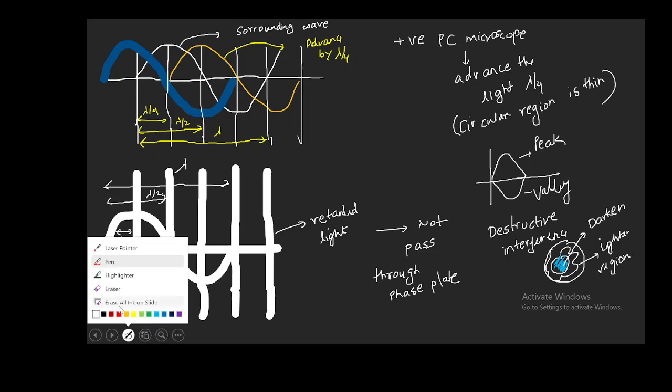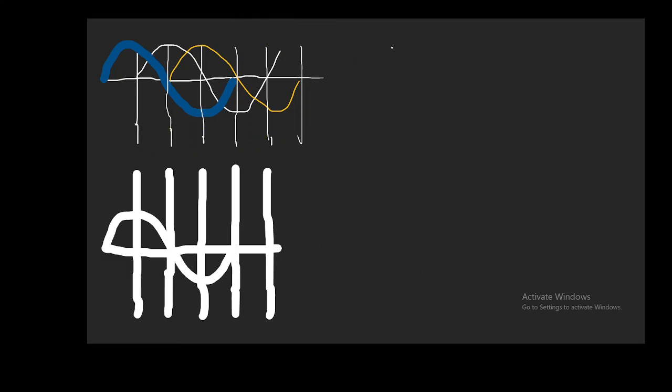Now coming to the negative phase contrast microscope. In the case of the negative phase contrast microscope, what happens? The circular region of the face plate is thick, and note this point, and therefore the wave will be retarded by lambda by 4.